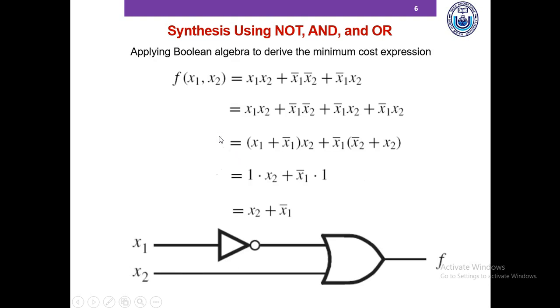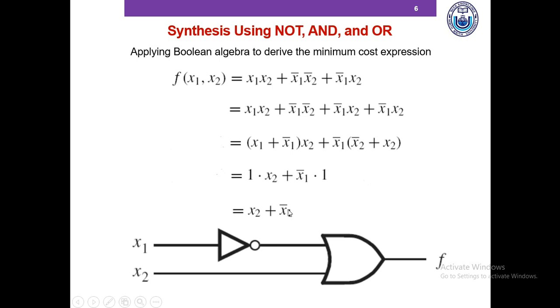So how do we determine the minimum cost implementation, given that we have the truth table? After writing the expression of the truth table, we don't stop there. We apply Boolean algebra as long as we can in order to arrive at a smaller expression and therefore a smaller circuit. This expression x2 plus x1 not also implements the truth table that I just showed earlier. Look how small the circuit is now. And what is the cost of the circuit? The circuit has 2 gates, and the number of inputs to gates is 1, 2, and 3. So the cost of this circuit is only 5.